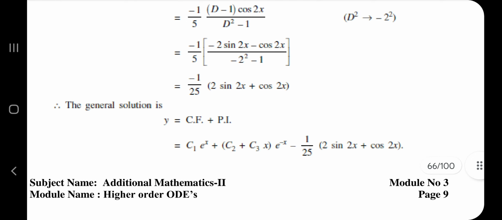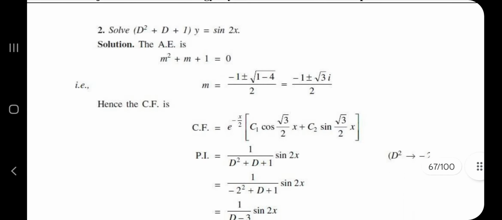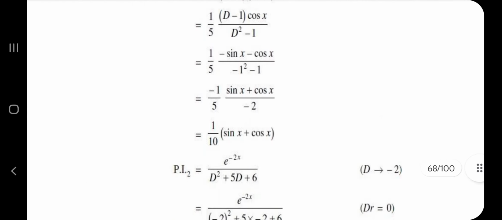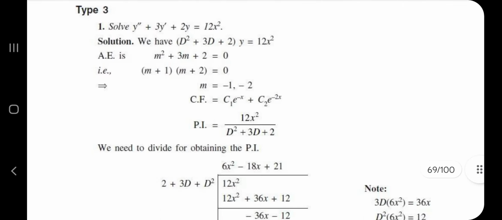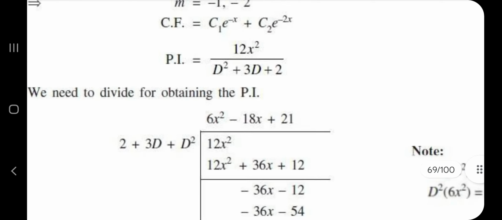This is what we got as the particular integral. The common integral, we got earlier itself. Just add them both. This is for type 2, and type 3 also works in a similar way. You can go through it. Just the polynomial equation will be there. And here one thing you have to observe is that you have to divide here.